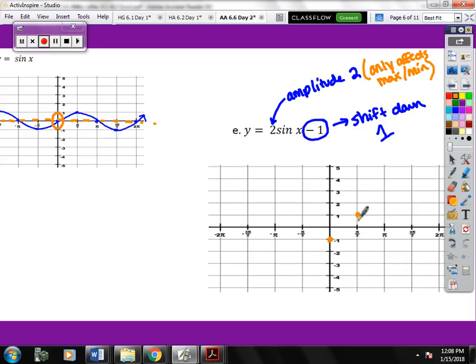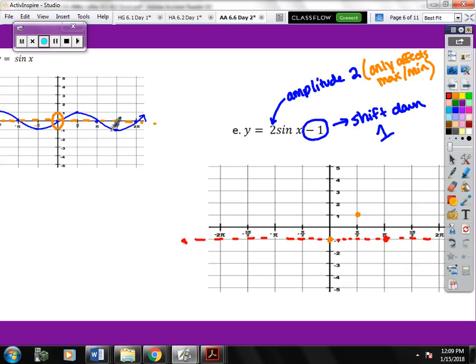Some students will think, if it's an amplitude of 2, I'm going up 2 spaces. That's another way to think of it too, because these are your mid-level points. If you want, you can draw a dashed line in where the mid-level is, and then just do your mins and maxes. The next point is normally at pi, 0. So hold your pencil at pi, 0, the mid-level point. Amplitude does not affect that. We do have to shift it down 1. And if you draw in this dotted line, you'll see that it lands right where the other one was.